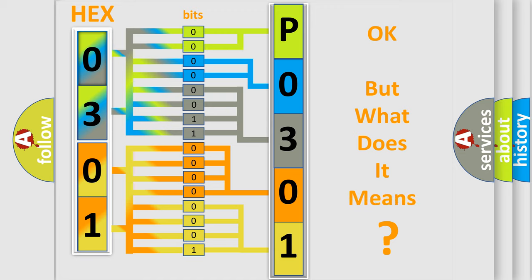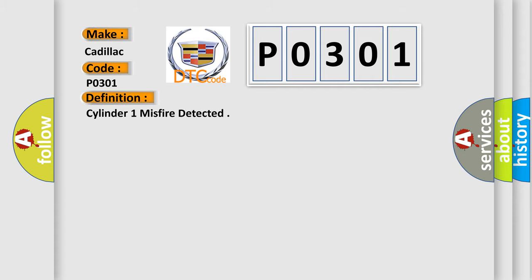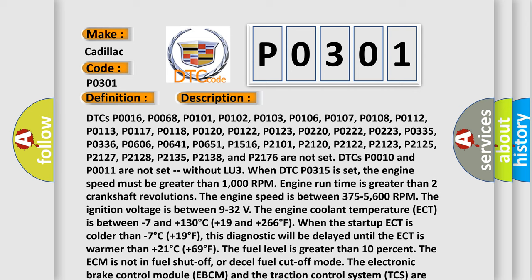The number itself does not make sense to us if we cannot assign information to what it actually expresses. So, what does the diagnostic trouble code P0301 interpret specifically for Cadillac vehicles? The basic definition is cylinder 1 misfire detected. And now this is a short description of this DTC code.